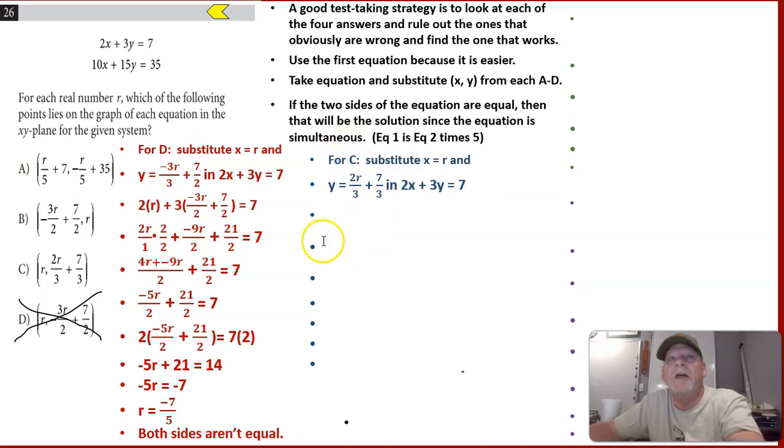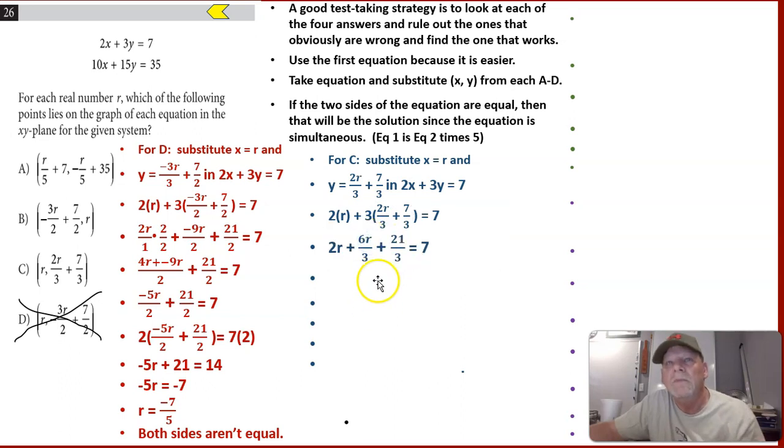All right. Now I'm going to do it with C. The same exact thing, only now I'm entering a different value for Y. The X is the same, but I just substitute them in again. And then I take 2 times my r, and then 3 times 2r, which is 6r over 3. 3 times the 7 is 21 over 3, and then I can reduce 6r over 3 to 2r and 21 over 3 to 7. Oh, well, that makes it a little bit simpler, doesn't it? It sure does.